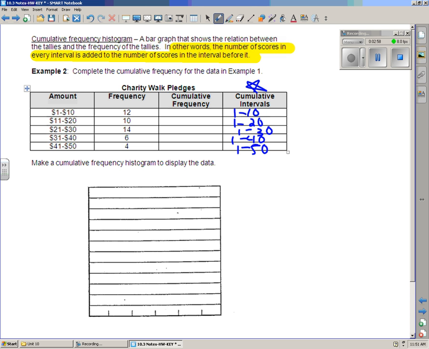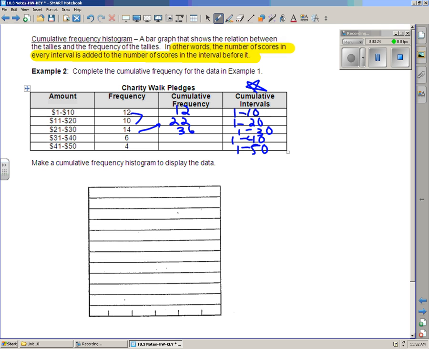Well, the amount of people that pledge between $1 and $10 hasn't changed. It's 12 people. But then the next level, 10 more people pledged. So between 1 and 20, you need to add the 12 and the 10 for 22. And then for 1 to 30, we already have 22 people, but then we got 14 more. So we're going to add 14 more, and now that gives you 36 people total between 1 and 30.